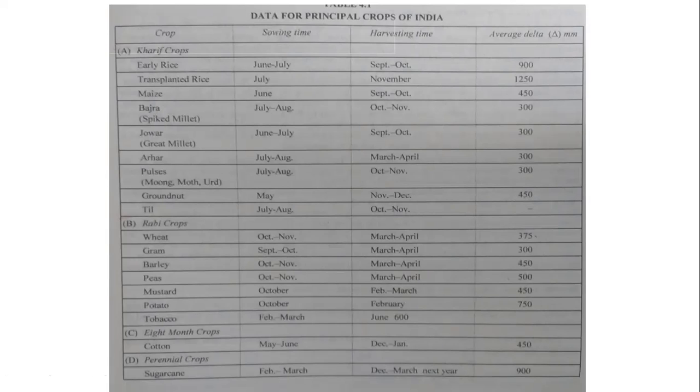That means we prepare the plants and then go for transplanting. Then the sowing time is generally June to July, and for transplanted rice it is July.